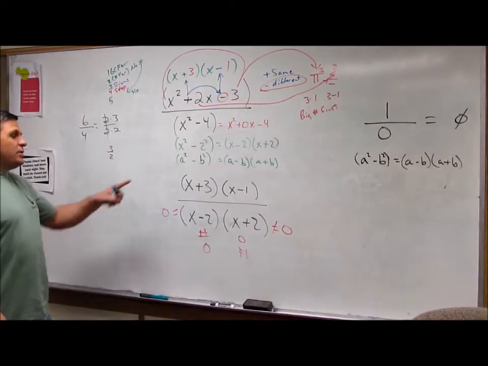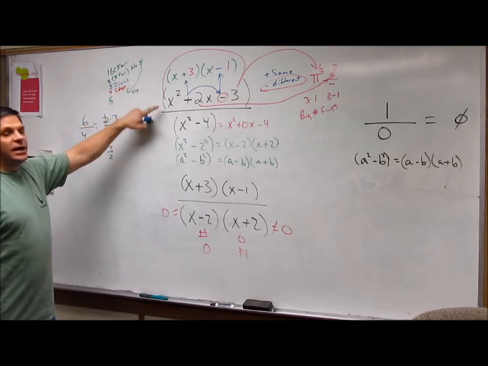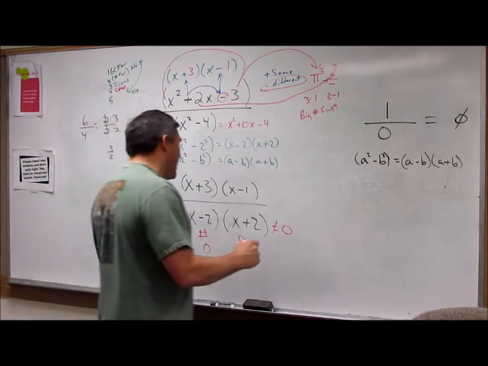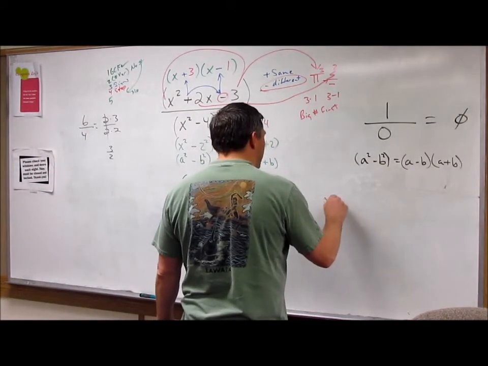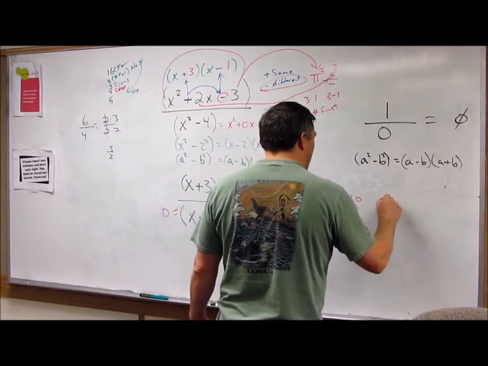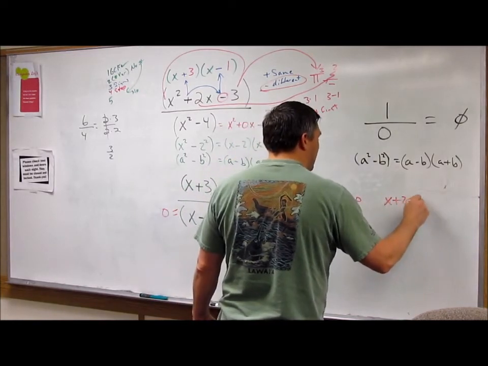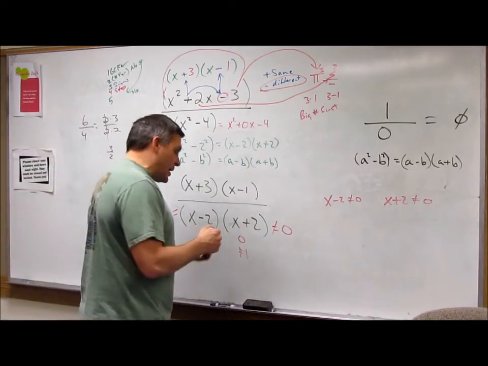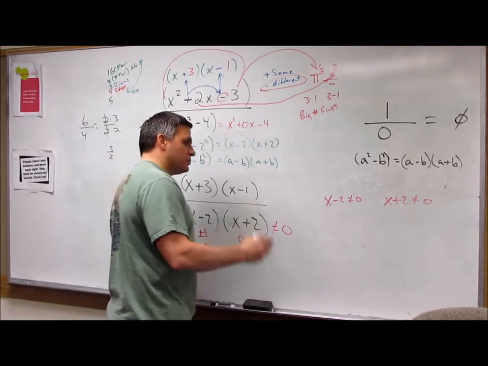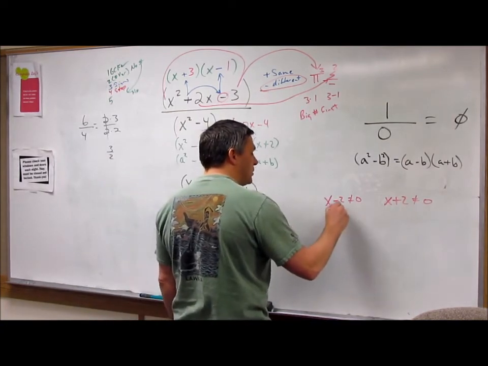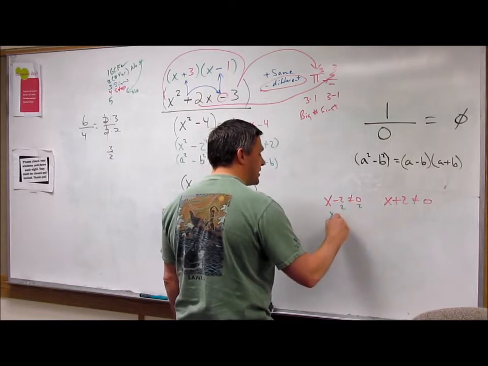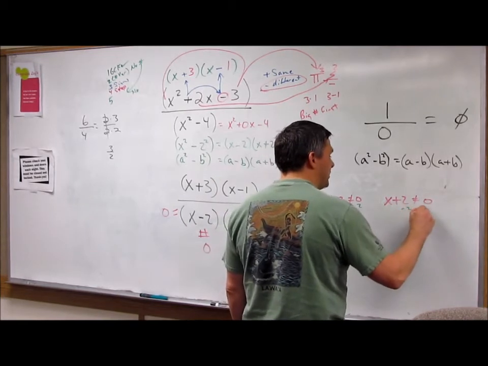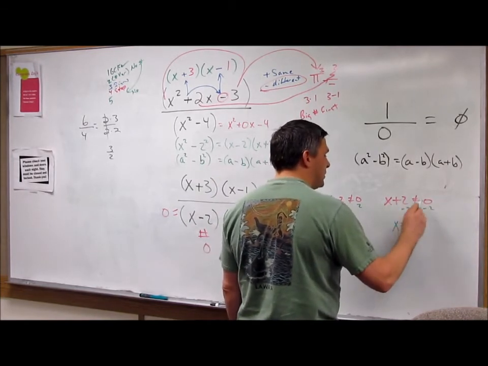Okay? So even though this is the actual solution, this is done, this is prime, I still have to figure out what x cannot be. And that is x minus 2 cannot equal 0, and x plus 2 cannot equal 0. So then x cannot equal 2, and in this case, x cannot equal negative 2.